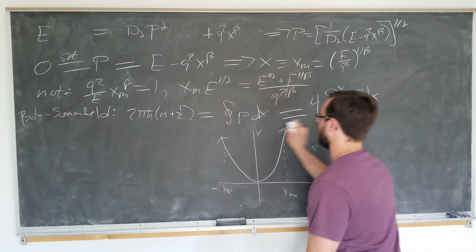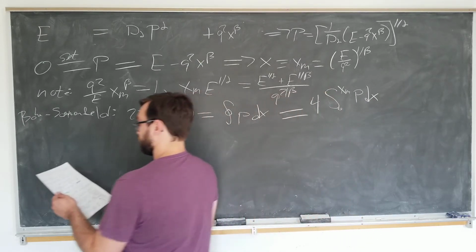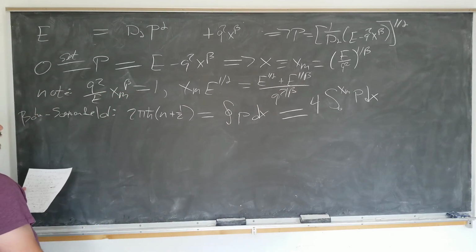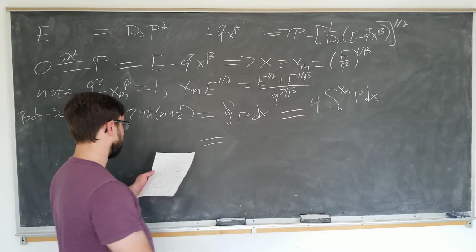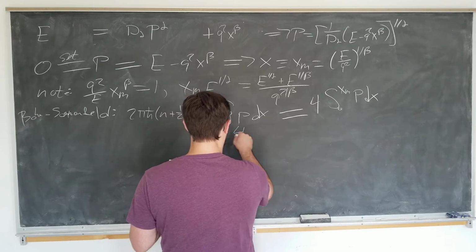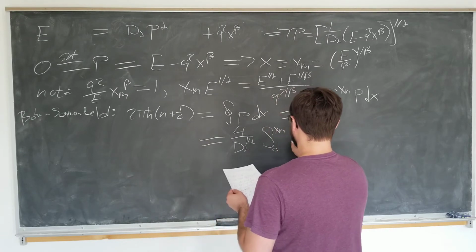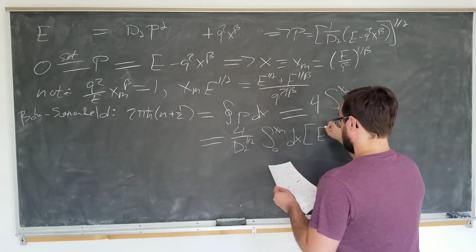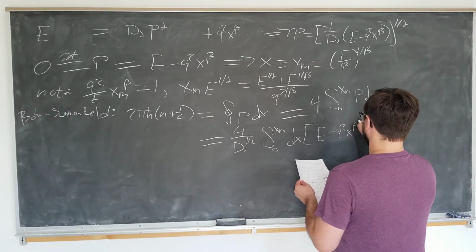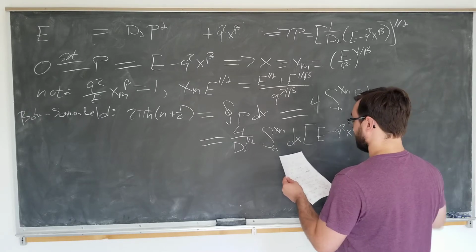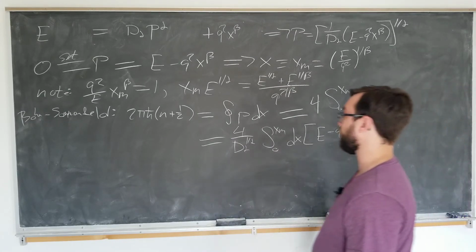Fantastic. Just have to use our expression for p and integrate it now. It's starting to look better. All right. So this tells us that the thing we seek is just going to be equal to 4 over d alpha to the 1 over alpha power, integral of 0 to xm dx over e minus, not e squared, e minus q squared x to the beta, excuse me, to the 1 over alpha power. Okay. Fantastic. Now we want to do some substitutions, just like we always do.